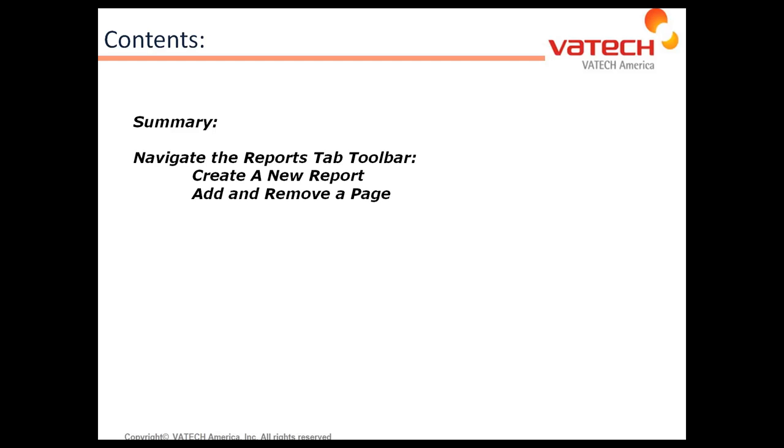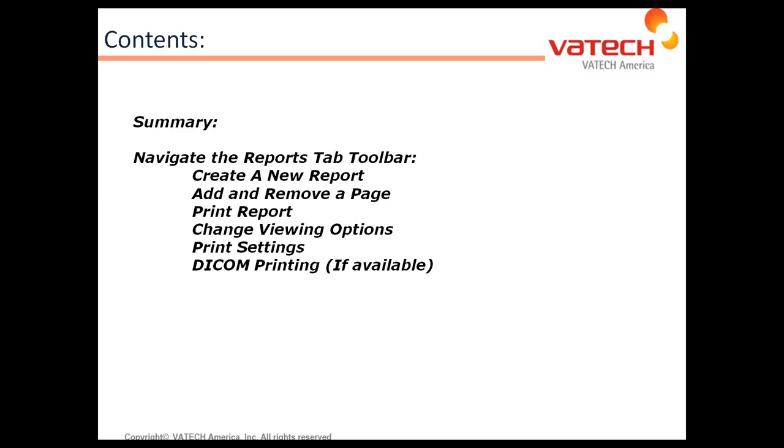In summary, you should now be able to navigate to the Reports tab toolbar to create a new report, add and remove a page, print a page, change viewing options, print settings, DICOM printing if available, emailing, as well as export to PDF format.